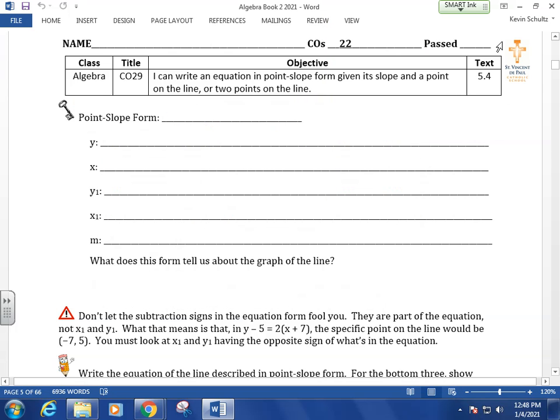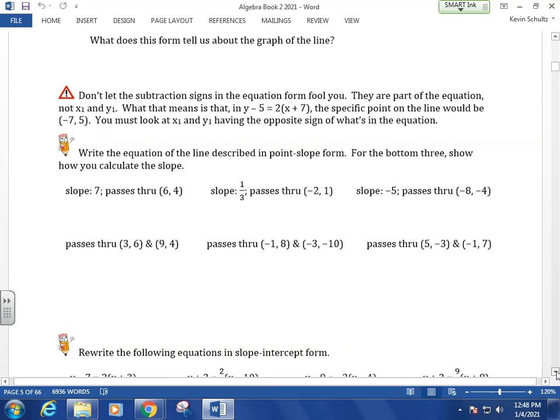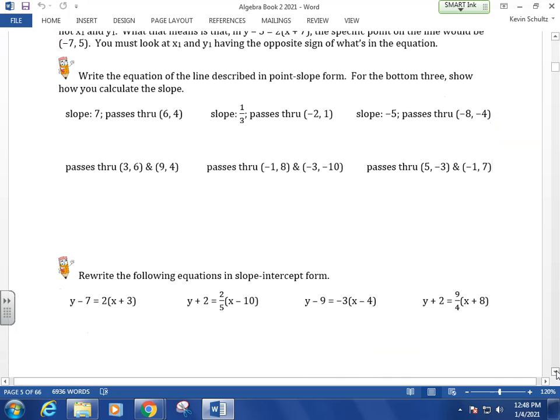Let's take a look at some examples here. It says, write the equation of the line described in point-slope form. For the bottom three, show how you calculate the slope. So these top three, which you will have at least one of on your test, are this type where I give you the slope and I give you a specific point. That's what you're looking for, right?